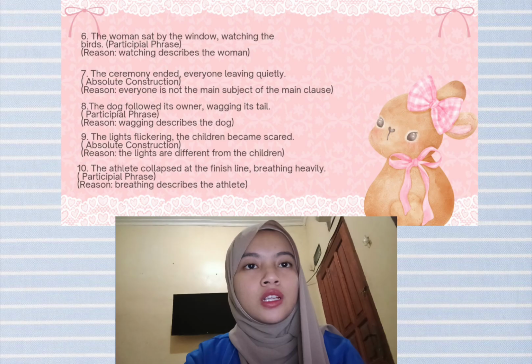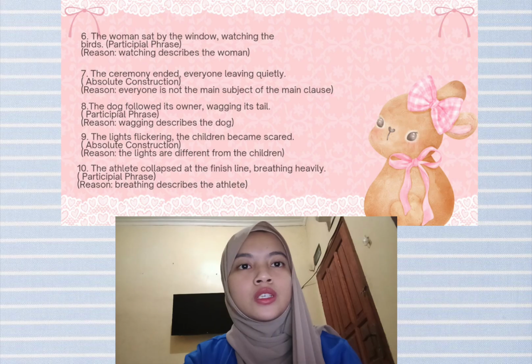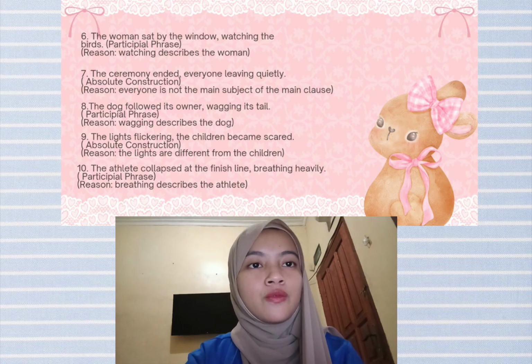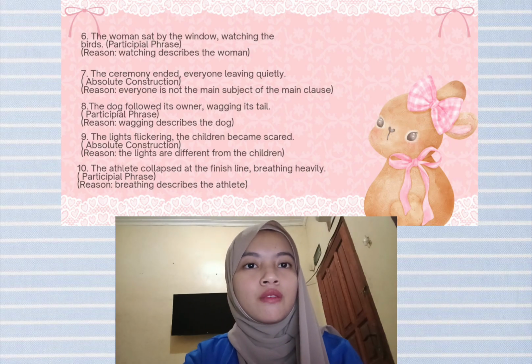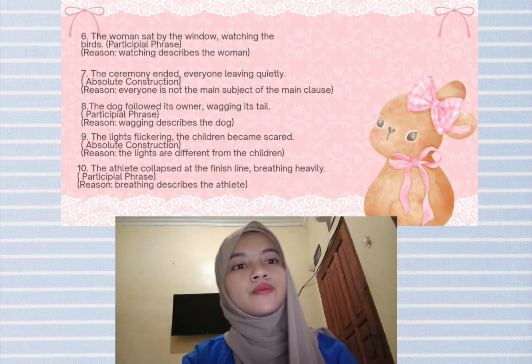The next one is "The lights flickering, the children became scared." This is an absolute construction. The reason is "the lights" are different from "the children." The last one is "The athlete collapsed at the finish line, breathing heavily." This is a participle phrase. The reason is because "breathing" describes the athlete.